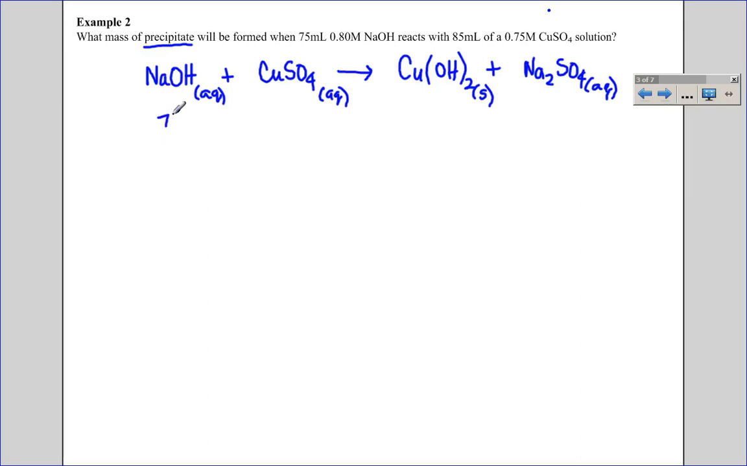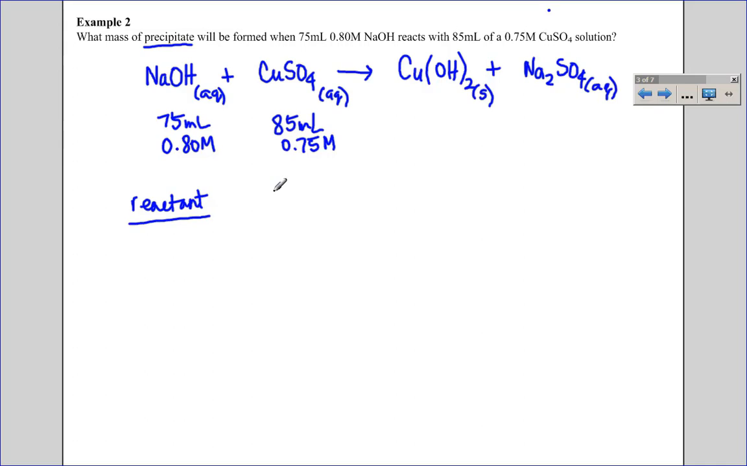So what we have here is 75 milliliters of our sodium hydroxide, and it's 0.80 molar. And then we've got 85 milliliters of our copper sulfate, and it's 0.75 molar. And as you might see or recall, this is going to be a limiting reactant problem. We're being given information about both reactants, so we don't know which one is controlling the reaction. So we need to identify which one is the limiting reactant.